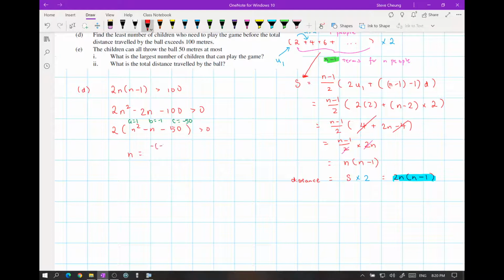So this is negative b plus or minus the square root of b squared minus 4ac, all over 2a. Remember, when you're substituting negative values, make sure you put them in brackets. So we have 1 plus 200, so 201.